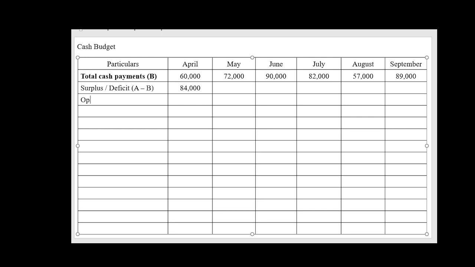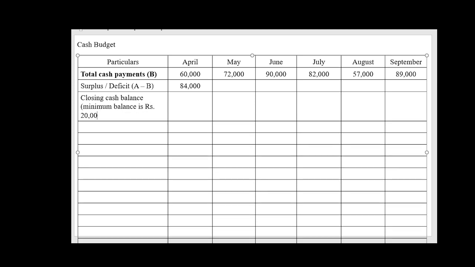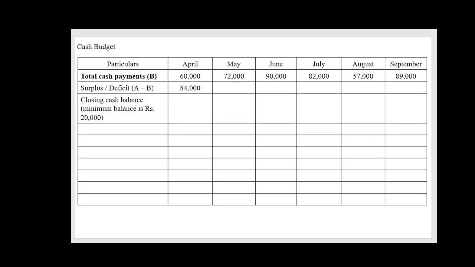Okay, so let us look into how much will be the closing cash balance. It is nothing but the minimum balance that needs to be maintained. Minimum balance to be maintained is 20,000. Business has 84,000. What will you do with the rest of the money? Any cash surplus or deficit above or below this level is made up by temporary investments or by liquidating temporary investments, or temporary borrowings in case of deficit. Now the business has 84,000 rupees.